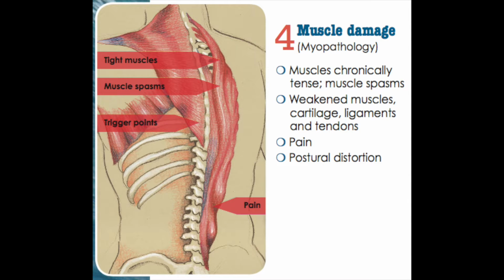Which brings us right into the fourth component of subluxation, which is muscle damage. I mentioned before that these muscles are short and tight, which basically means they're weakened, chronically tense, as you can see in the description, associated with muscle spasms and pain, and then on a broader scale, postural distortion, which is probably what the average person notices first and most.